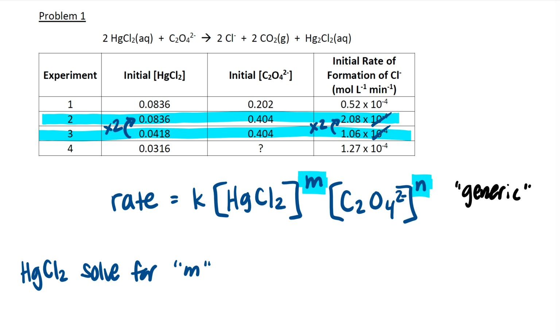Okay, so since mercury chloride doubled, the rate doubled, and everything else is remaining constant in this reaction. When we change the reactant concentration and it causes the same exact change in the rate, or what we say is directly proportional, that order is going to be first order.